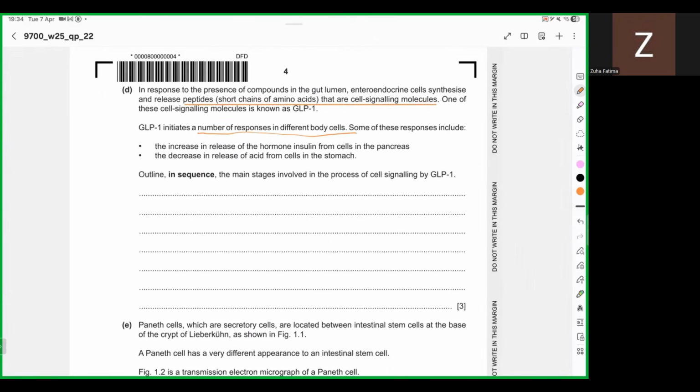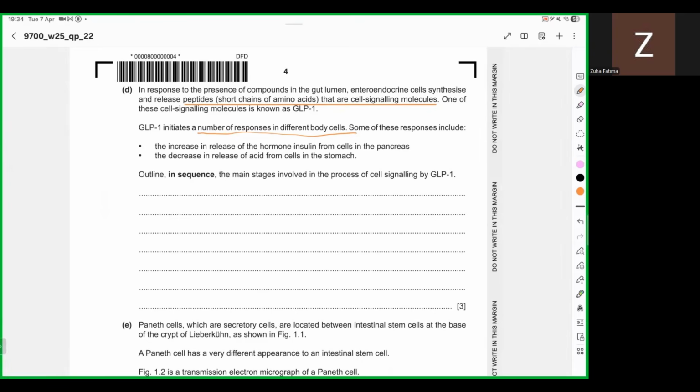Some of these responses include the increase in release of the hormone insulin from the cells in the pancreas, the decrease in release of acid from cells in the stomach. Outlined in sequence, the main stages involved in the process of cell signaling by GLP-1.